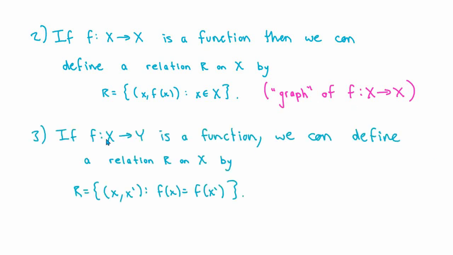For our third example, let's suppose that we have a function f from a set X to a set Y, and let's define a relation R on X by taking the collection of all ordered pairs (x, x'), where x and x' are elements of X which satisfy f(x) equals f(x'). In other words, two elements of X are related to each other if the function f maps them to the same point in Y. This is an important relation, and when elements x and x' are related to each other in this way, we say that they lie in the same fiber of the function f. We'll come back to this example again later.